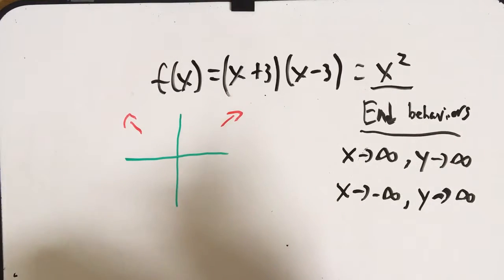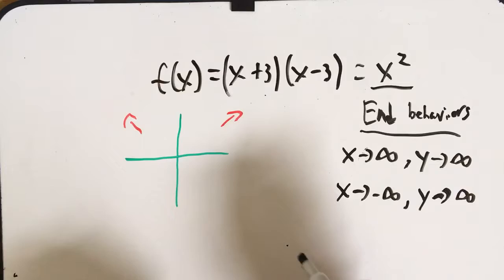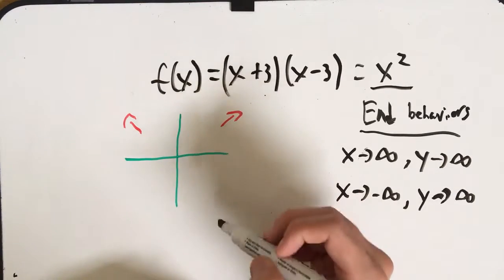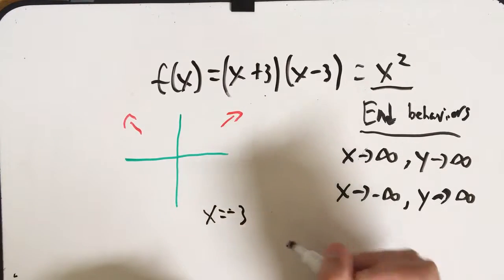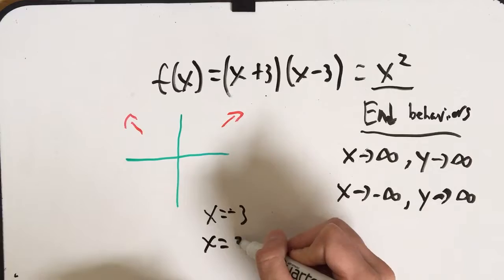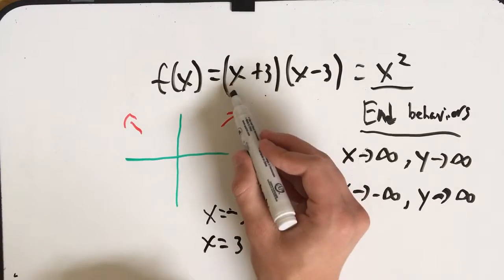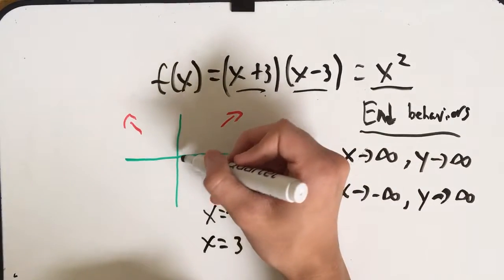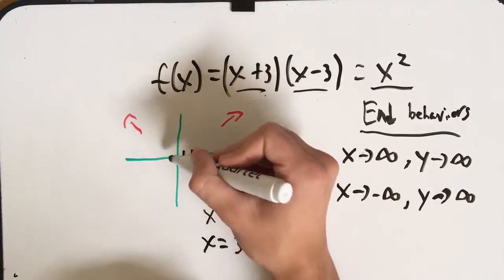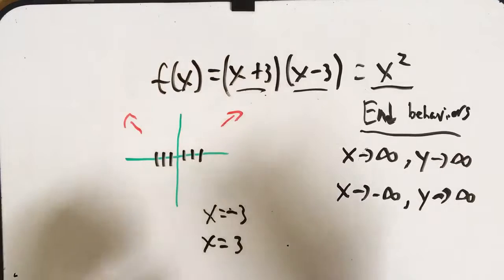Next, what we want to find are the x-intercepts. So the x-intercepts would be x equals negative 3 and x equals 3, since I set this one and this one equal to 0. So we got 1, 2, 3, and 1, 2, 3.